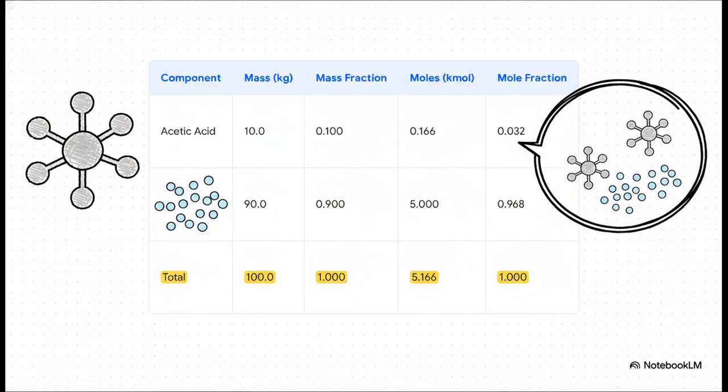Let's break down our vinegar recipe. We have 10 kilograms of acetic acid and 90 kilograms of water. So the mass fractions? Super simple. 10% acid, 90% water. But watch what happens when we convert to moles. Because water molecules are so much lighter than acetic acid molecules, that 90 kilograms of water contains way more individual molecules. So when you look at it by mole fraction, our mixture is actually almost 97% water molecules. See? Two totally different perspectives.